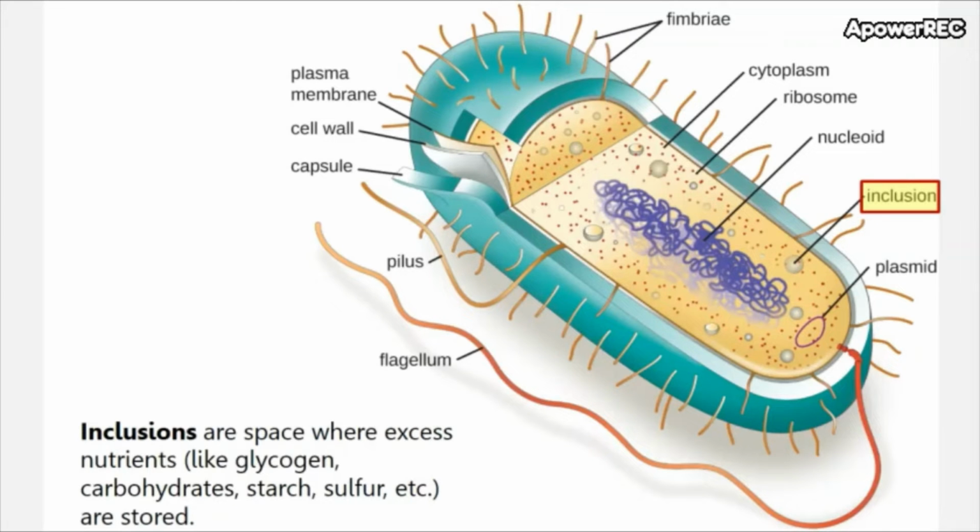Inclusions are spaces where excess nutrients like glycogen, carbohydrates, starch, sulfur, phosphates, etc. are stored for a rainy day.